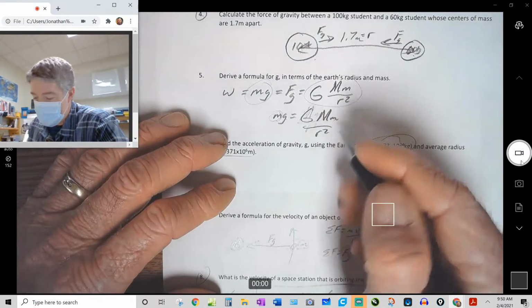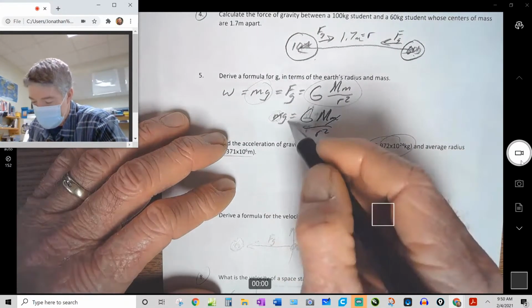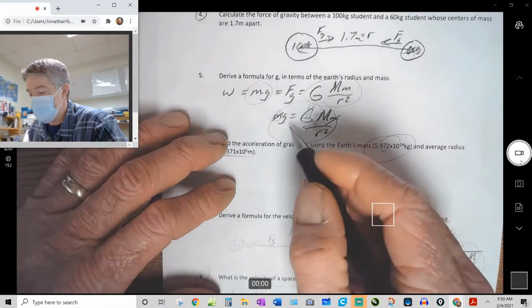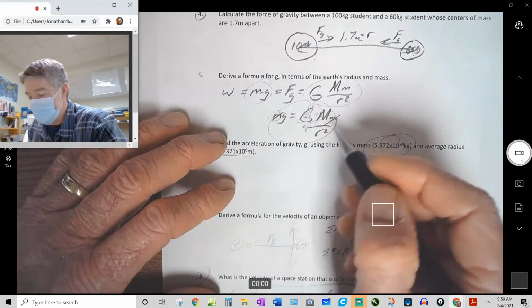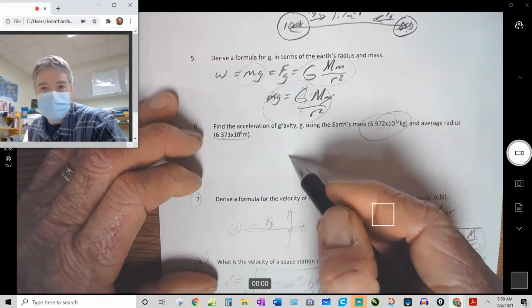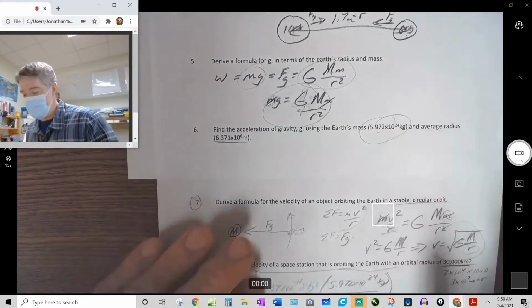So there's a little m on both sides. We can cancel those out and we get a formula for g. g is big G times m over r squared, and that's how we found 9.8 down here when we used that.